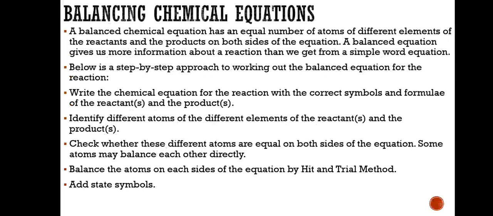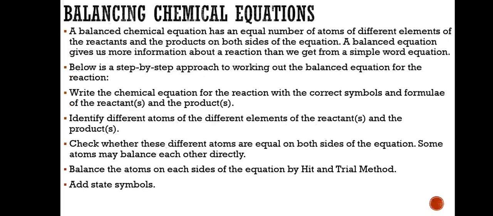Balancing a chemical equation means that you are trying to make an equation in which the number of atoms in the reactants is the same as in the products. So a balanced chemical equation has an equal number of atoms of the different elements in the reactants and the products on both sides of the equation.